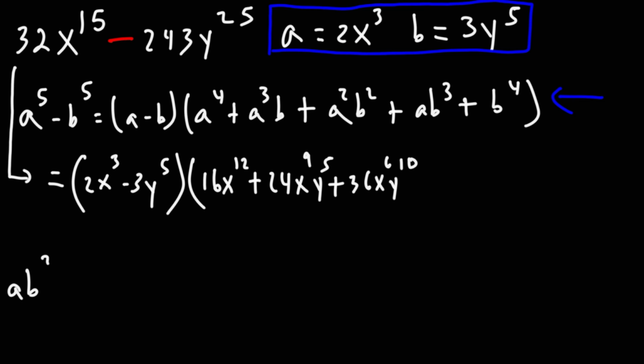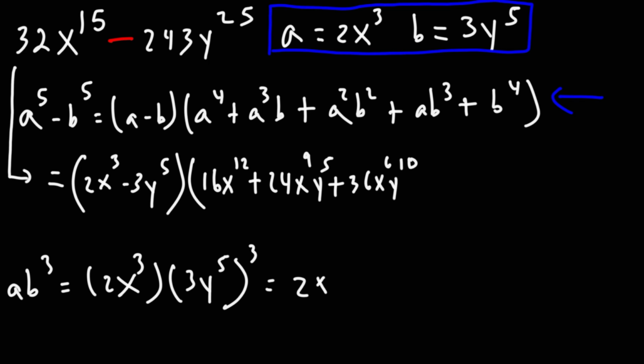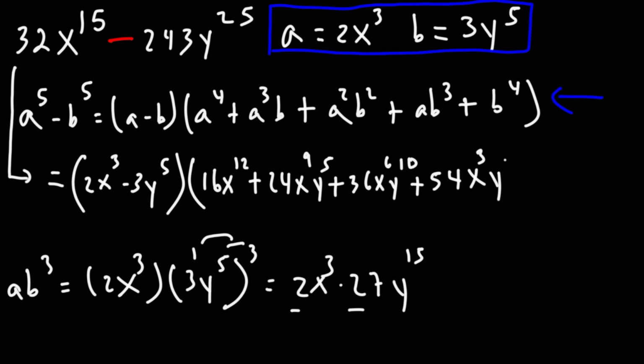Okay, next we have a b to the 3rd power. A is just 2x cubed. B, we have 3y to the 5th power raised to the 3rd power. So 3 to the 3rd is 27, and then 3 times 5 is 15. So putting it all together, we have 2 times 27, which is 54, and then we can write the other variables together. So we have 54x cubed y to the 15.